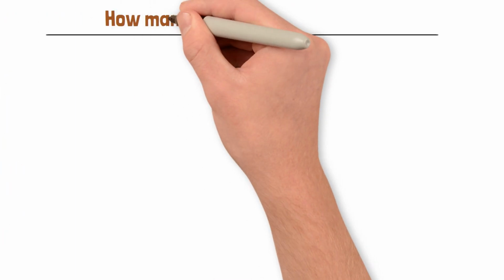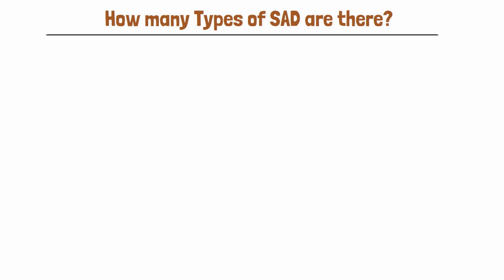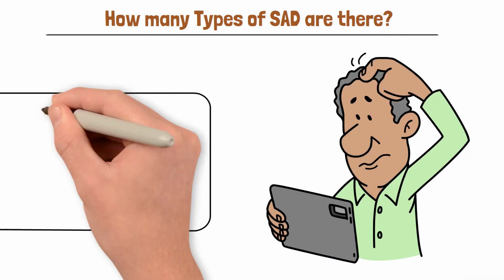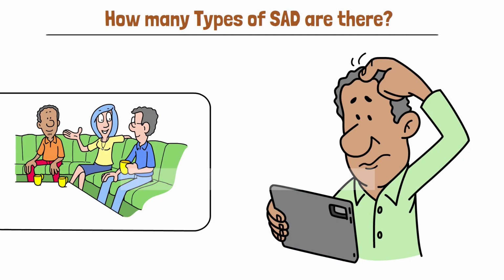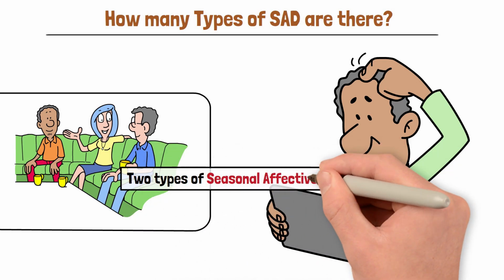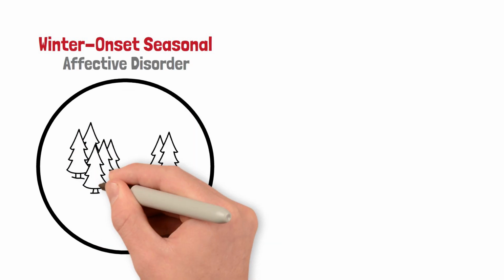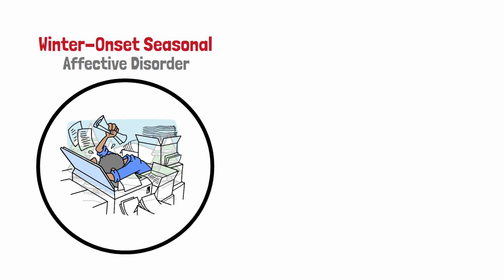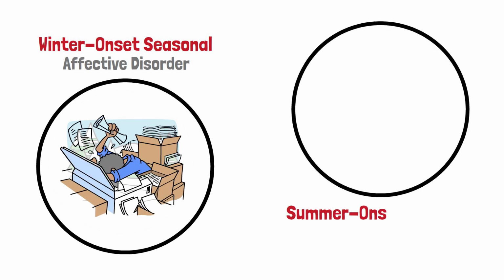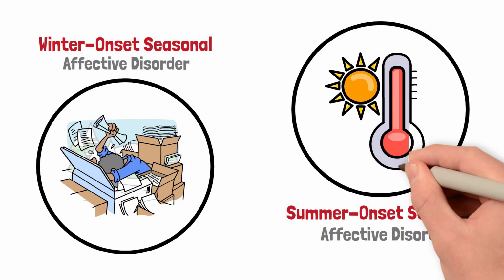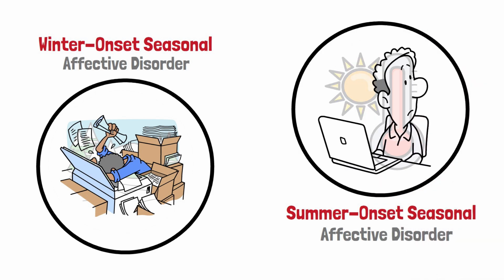Now let's move on to the next point, which is how many types there are. Let's see how many types there are, friends. Although there are generally two types of seasonal affective disorder, let's look at both, starting with the first, winter onset seasonal affective disorder. As soon as winter begins, some people are engulfed by sadness and despair. Second, summer onset seasonal affective disorder. Yes, even in summer, some people feel sadness and restlessness, but it's less common. These were its main two types.